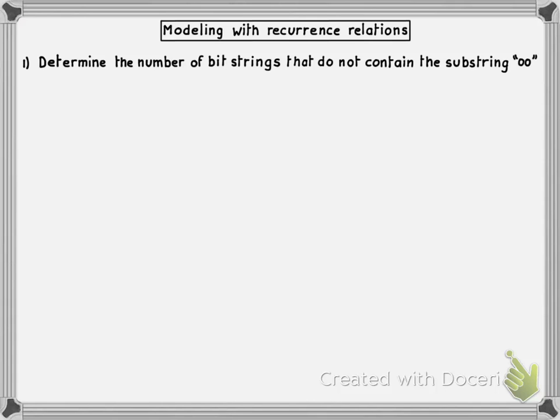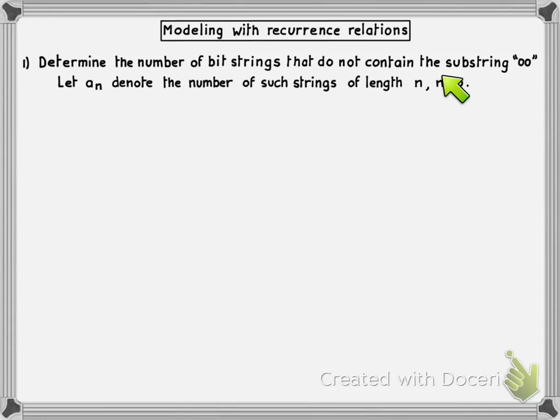So for that, we're going to use the notation a sub n to denote the number of strings with this property that have length n, where n is greater than or equal to 0. So to make sure we agree on what a sub n denotes, let's look at a couple of simple examples. So what is a sub 0? Well, by definition, a sub 0 is the total number of strings of length 0 that have this property.